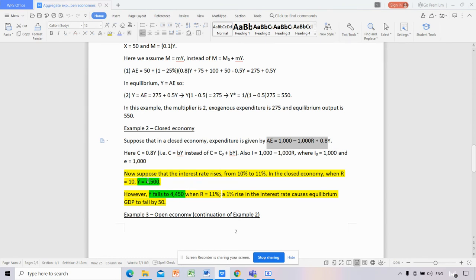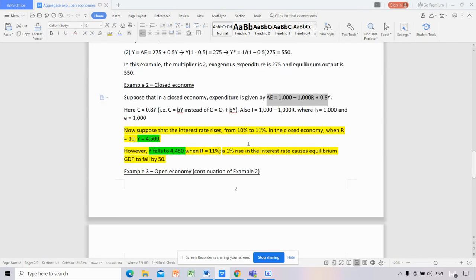Y will be 4,500. And if the interest rate increases to 11%, then we will have here 0.8y plus 1,000 minus 1,000 times 0.11, because now the interest rate is higher, 11%. And again, set equal to y, and the equilibrium y will be 4,450. What has happened? In the closed economy, the interest rate increased by 1 percentage point, and income has fallen by 50. GDP fell by 50. You can clearly see 4,500, 4,450.